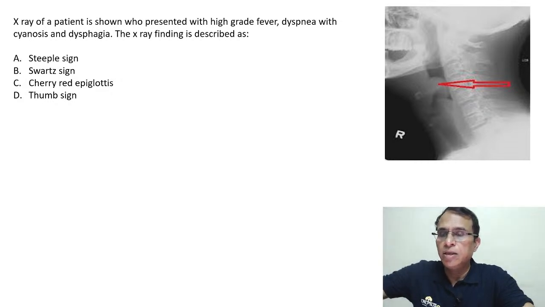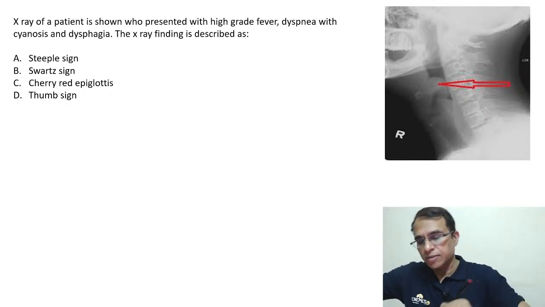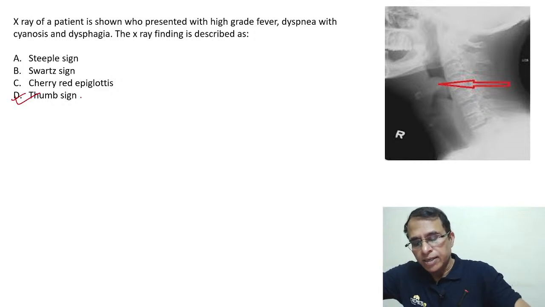Srijan says D, Ankita says it is thumb sign, yes. Mohsin says D, Fatima says D, Akash says D, Dr. Nasira says it is epiglottitis D, Srijan says epiglottitis, Vinita says D, yes, D it is. This is a thumb sign, and like you rightly said, it is seen in acute epiglottitis.